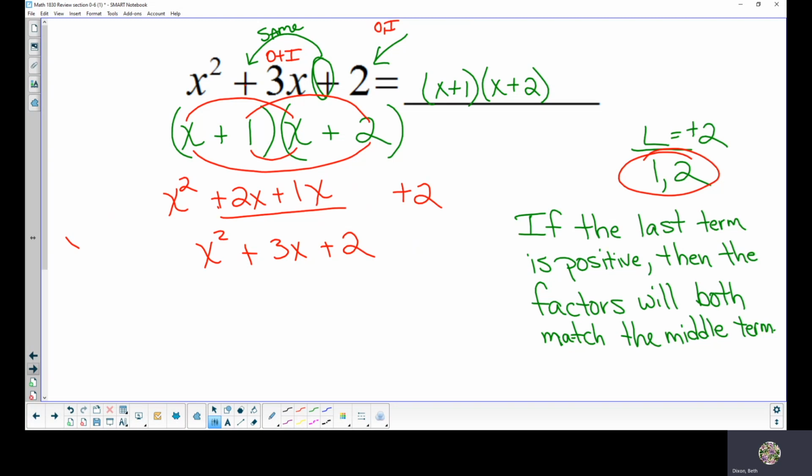So both the 2x and the 1x both need to be positive so that when I add, I get a positive 3x. So the answer to x squared plus 3x plus 2 factored is x plus 1, x plus 2.